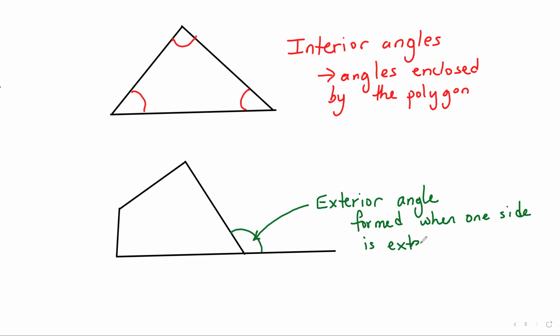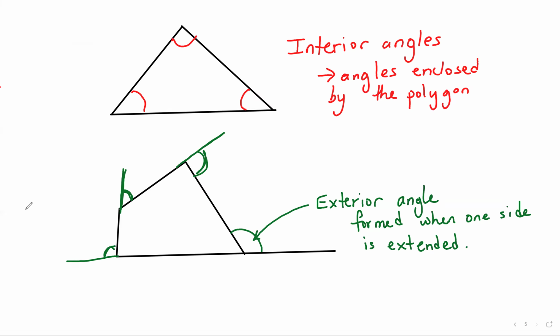And it could be any side, okay? It could be any side of the polygon that I choose to extend, and that would be the exterior angle. So for instance, if I were to extend this side like this, then this angle will be the exterior angle. Or if I extended it here, then this angle would be the exterior angle. See? So those are exterior angles.